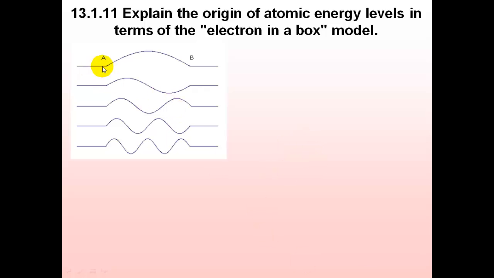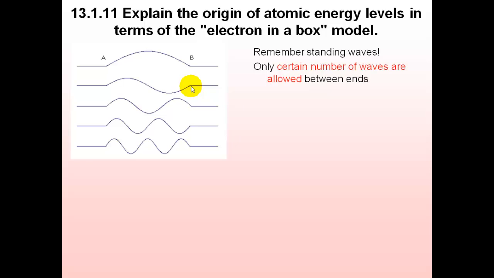So explain the origin of atomic energy levels in terms of the electron in a box model. In this first example, we have a wave, like a guitar string for example, which has a node at either end. We're able to get half a wavelength in there. Between the ends here, that is one full wave, or basically two half waves. Then the next one is three halves of a wave, and so on, four half waves, and so forth. So remember this idea of standing waves.